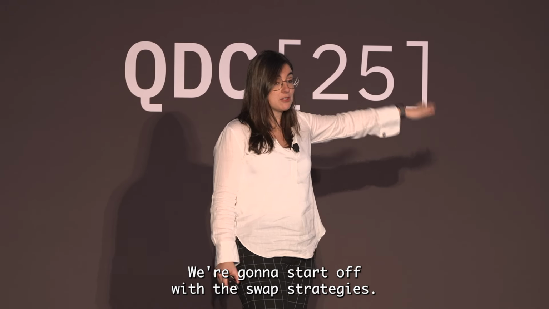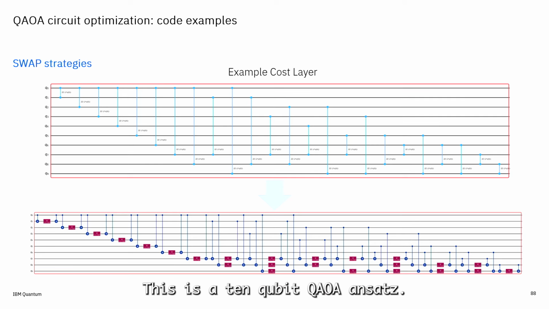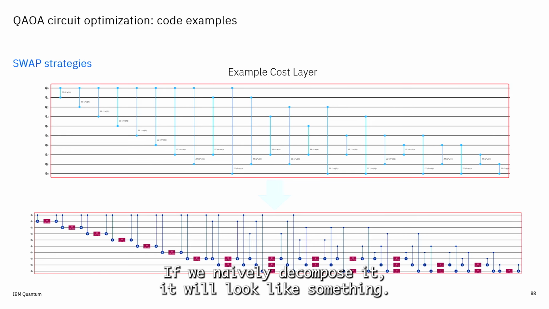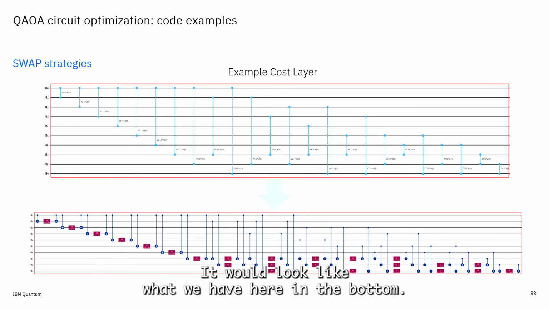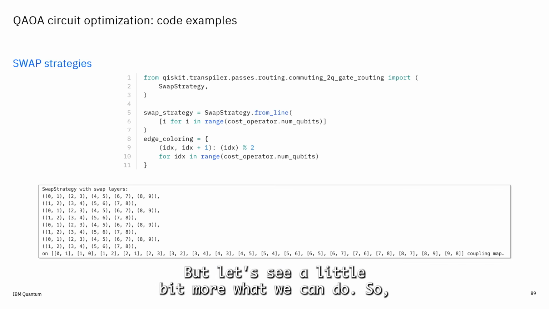We're going to start off with the swap strategies. And for here, we pick an example cost layer. This is a 10-qubit QAOA ansatz, and I just cut out the cost layer part. If we naively decompose it, it would look like what we have here at the bottom. But let's see a little bit more what we can do.